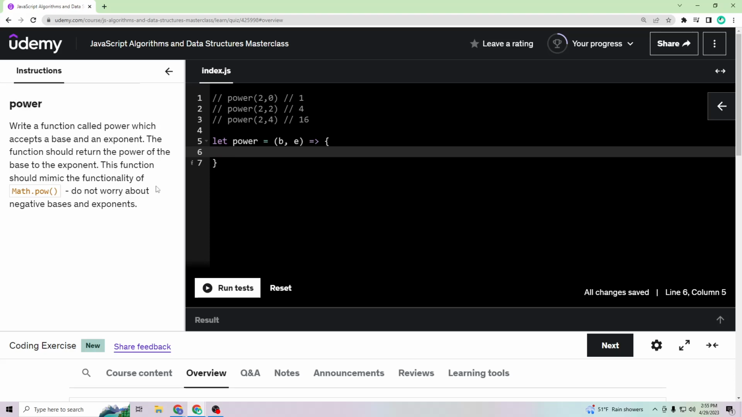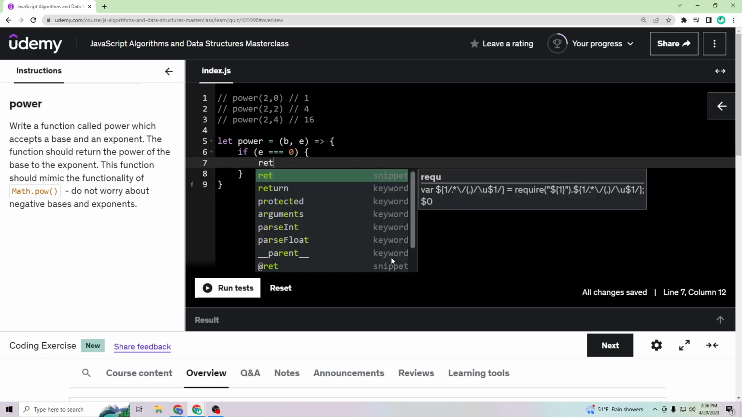We need to recursively make it so that we are returning the value of the base to the power. Okay, so we need to consider a stopping point. So let's see, we're going to stop where the exponent is equal to 0. I think that's what we're going to have as our stopping point. So if e is equal to 0, return 1.